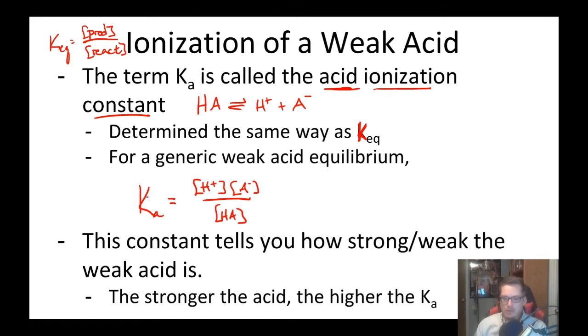So essentially, what is the relationship? Remember, the bigger our K value is, the more products we have. So a strong acid, something that makes a lot of H plus, will have a very large Ka value. Something that does not make a lot of H plus will have a very small Ka value.